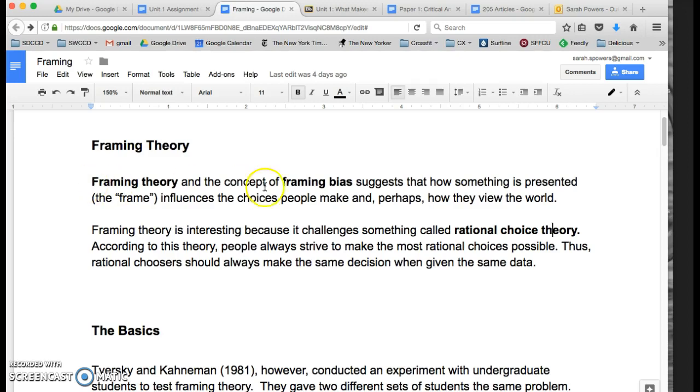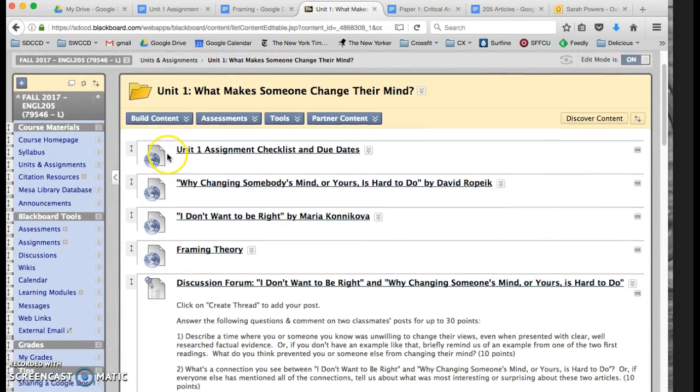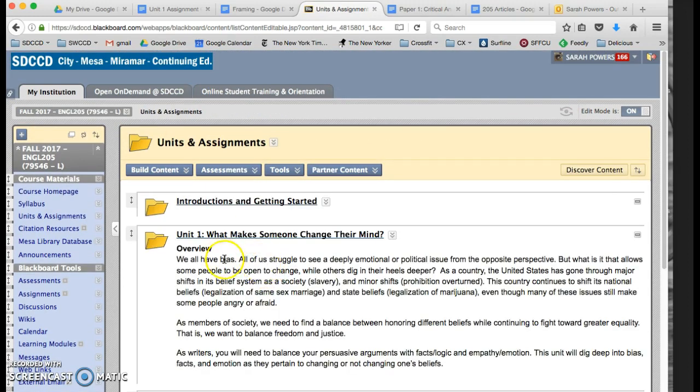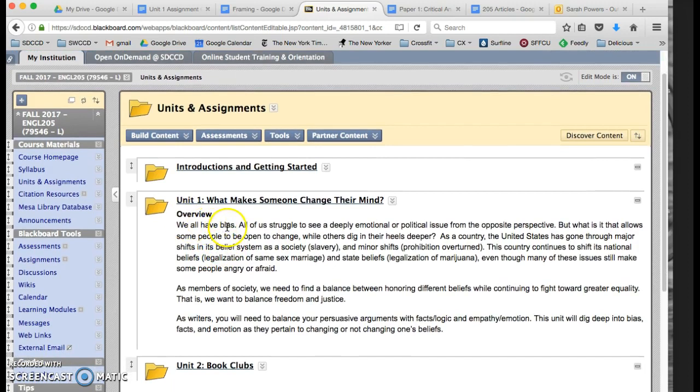So framing theory is interesting because it challenges what's called rational choice theory, this idea that if we give everyone the same set of data, every human will make the same really rational choice. But I think a lot of us know that that's not quite true. When I talk about it in the very first part of our units, in the overview, and I say we all have bias, this is part of what I'm talking about.